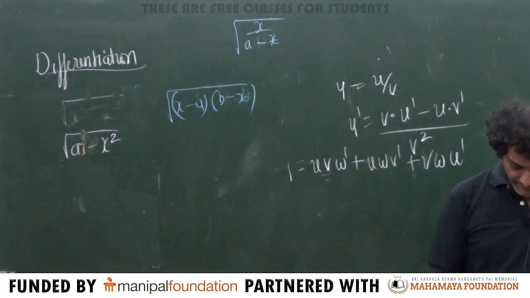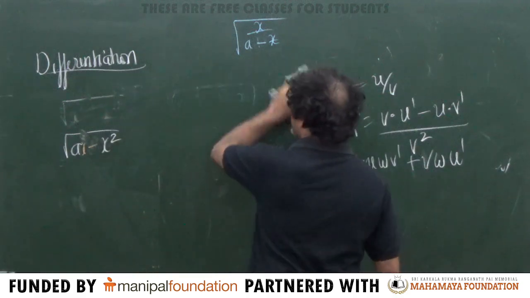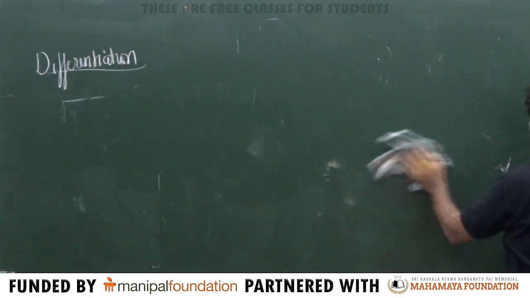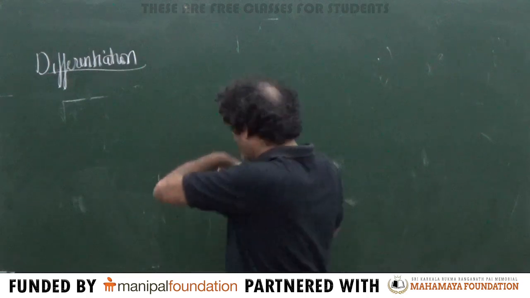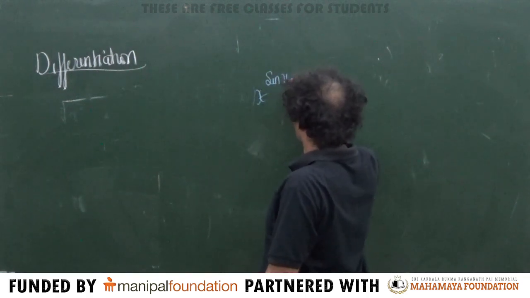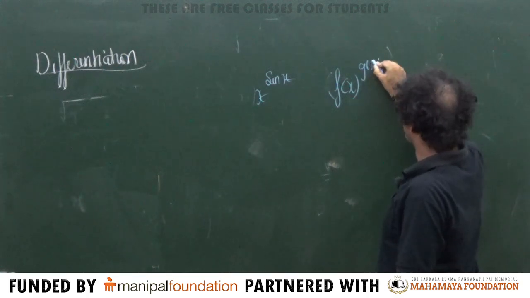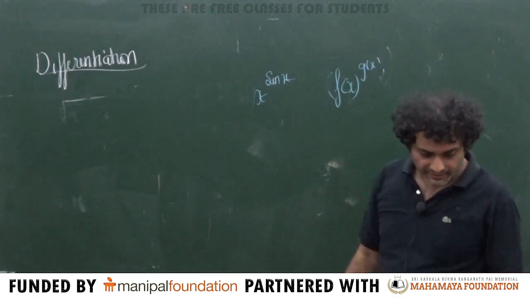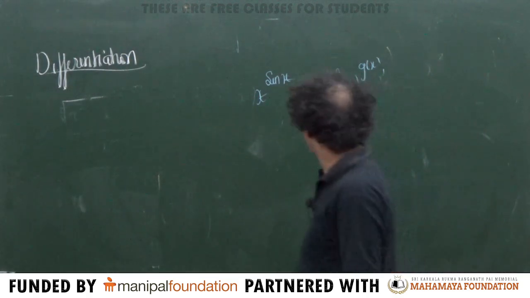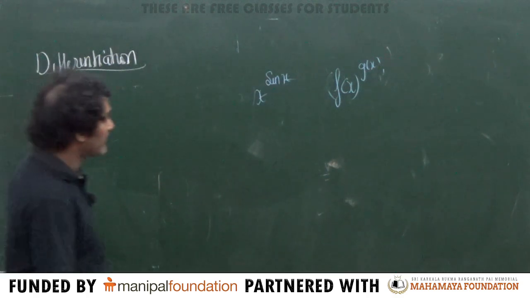Are you done? So, when do you use logarithm? What if you have something like x to the power sin x, isn't it like f of x to the power g of x? Correct, right? If you have f of x to the power g of x.